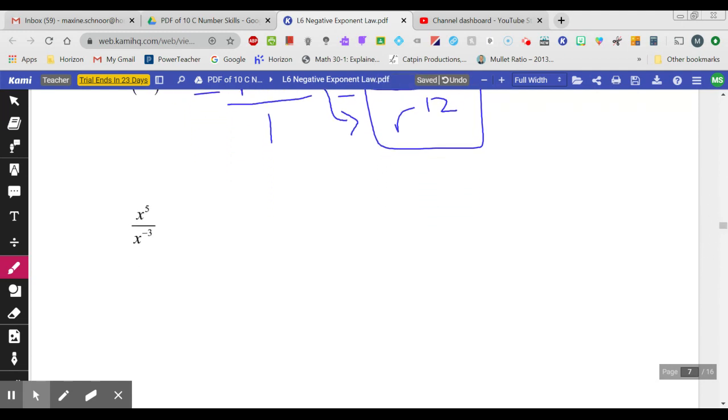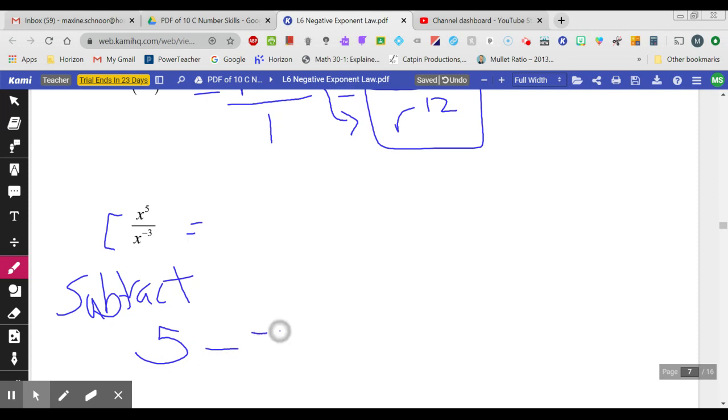Okay, now on this one, be careful. So again, do the regular exponent laws. You've got the same base. You're dividing. So what do you do with the exponents? You subtract. Now be very careful on your calculator. You're going to go 5 subtract negative 3. It's not 5 subtract 3, it's 5 subtract negative 3.